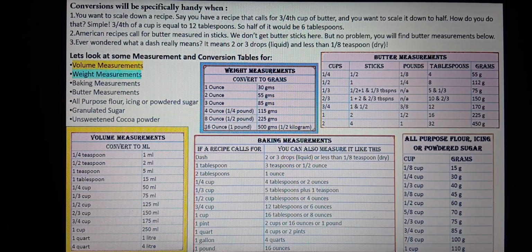Ever wondered what a dash really means? It means 2 or 3 drops of liquid and less than 1/8 of a teaspoon dry. My stepdaughter once was making something and I wanted to make it the next day, and I said to her, "How much vinegar do I have to add to this water?"